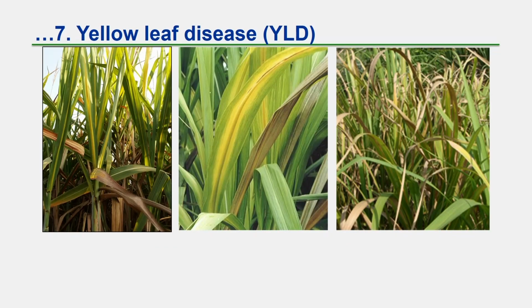Now you see this viral disease, yellow leaf disease. These are the symptoms, and you see drying of leaf. In advanced stage, drying of leaf means there will be no photosynthesis, and then there will be less production of cane and less production of sugar also. So overall, this YLD will affect the quality as well as productivity of the sugarcane crop.